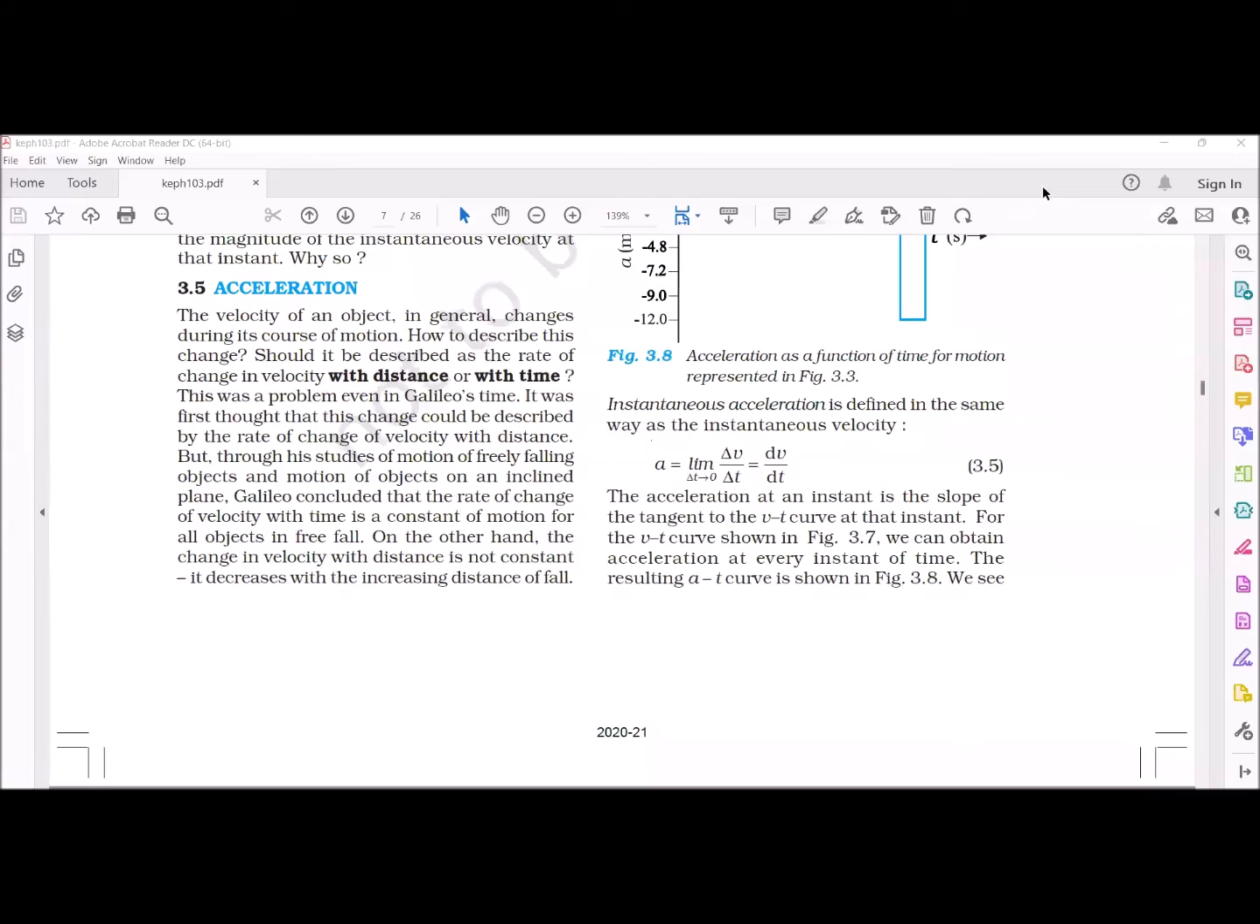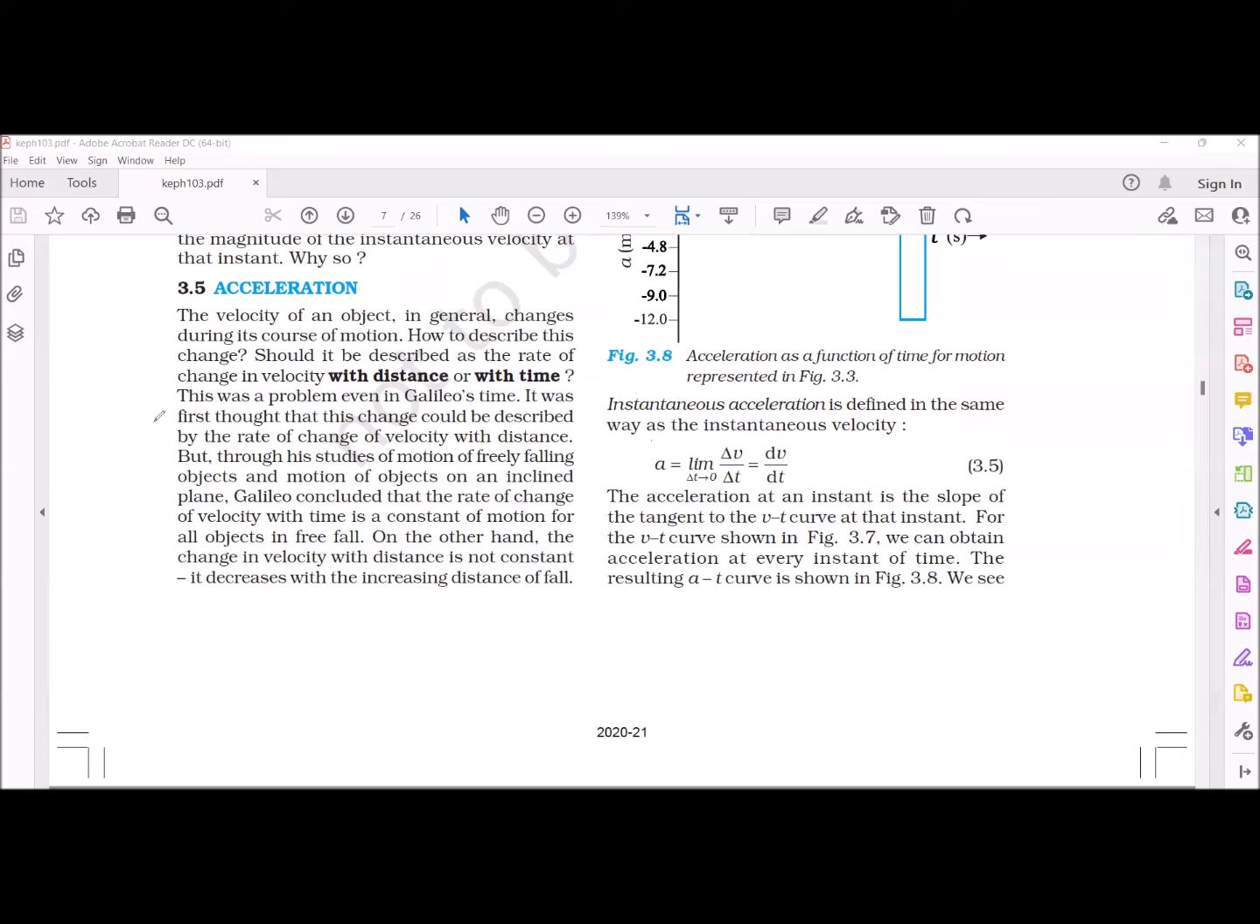What is acceleration? We have already defined average velocity and instantaneous velocity. How fast the position of the object is changing with respect to time, and in what direction it is changing, can be described with average velocity. Now, the rate of change of velocity with respect to time describes acceleration. So acceleration is defined as the rate of change of velocity with respect to time, meaning how the velocity is changing with respect to time.